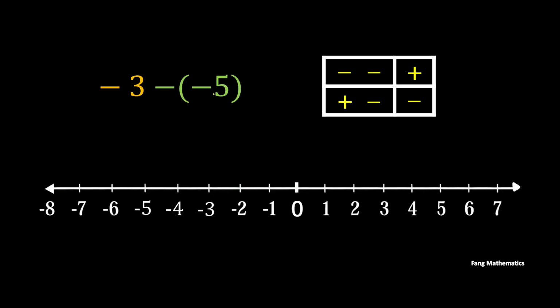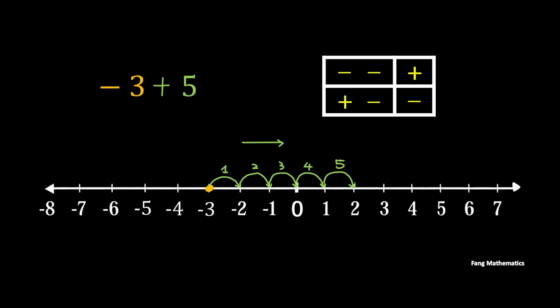The last, we are first to convert the minus minus. We are to start from minus 3, plus, you are to move towards the right for 5 units. So let's do it. 2, 3, 4, and 5. You should reach 2, and 2 should be your final solution.